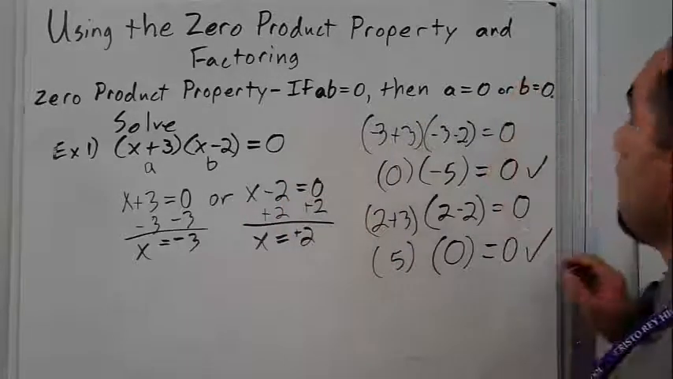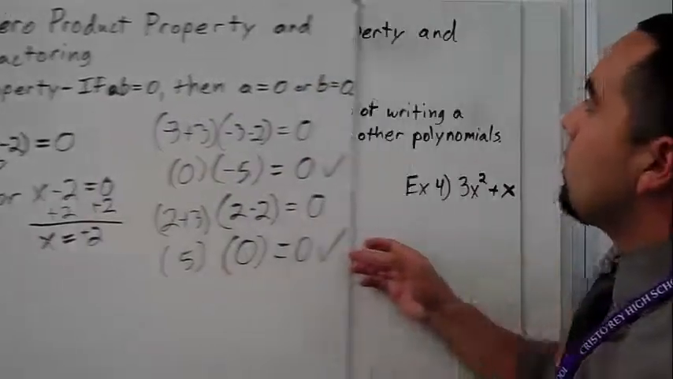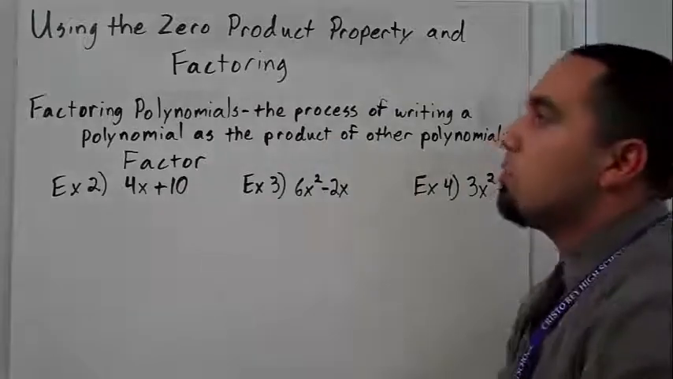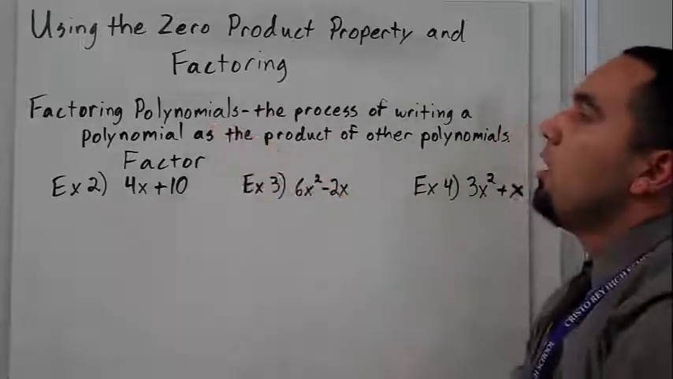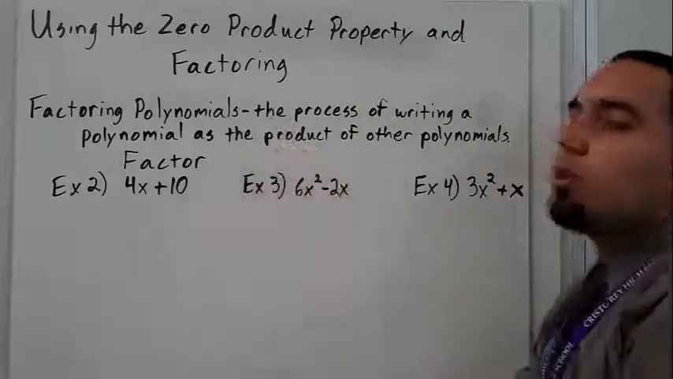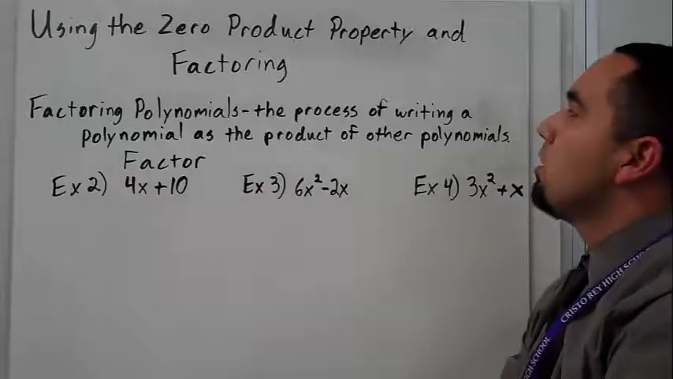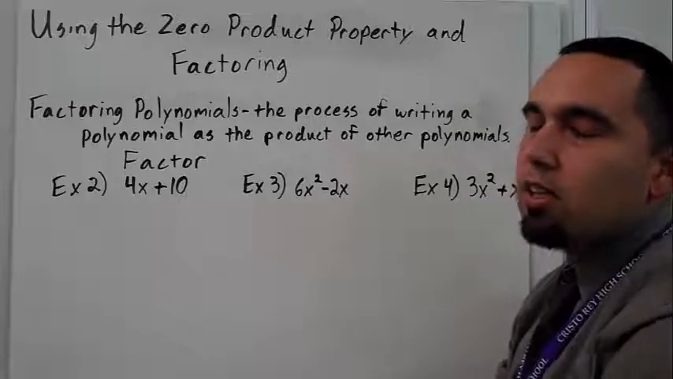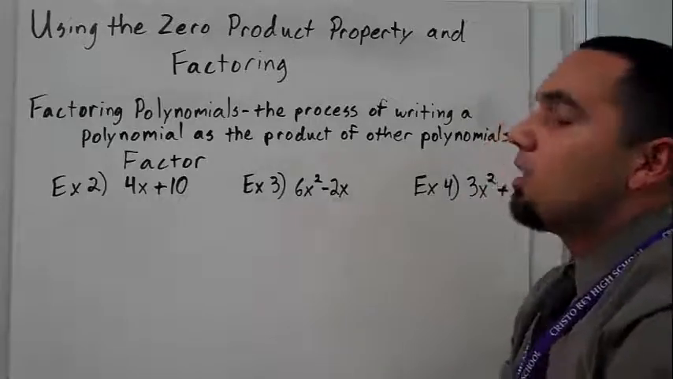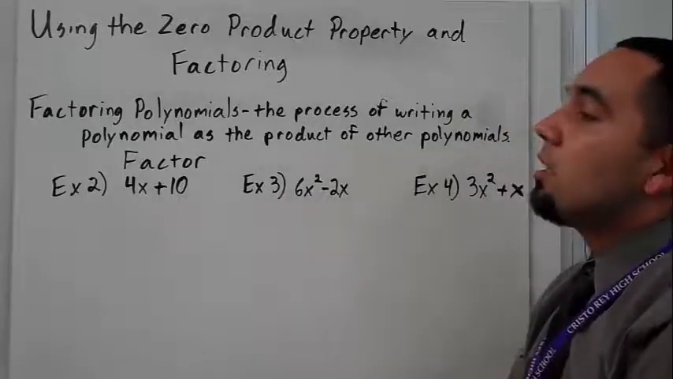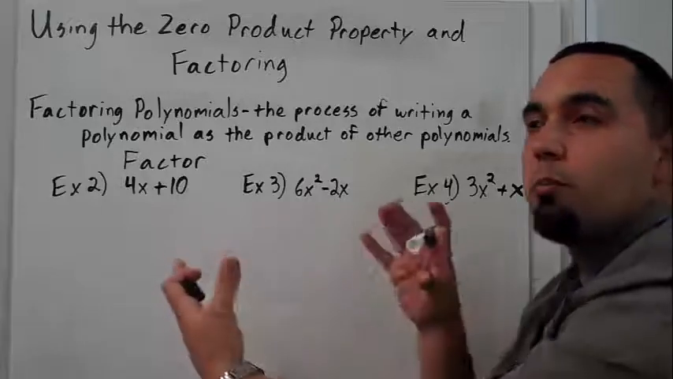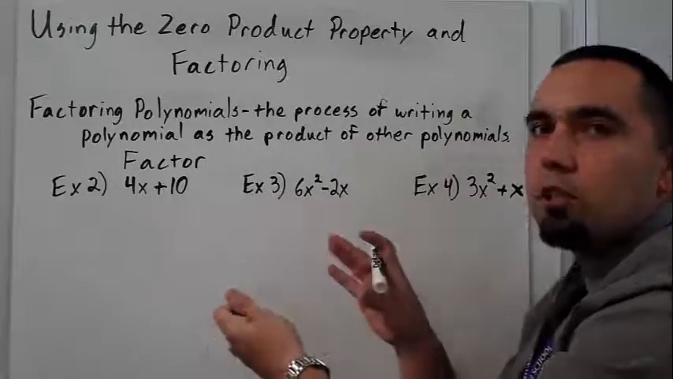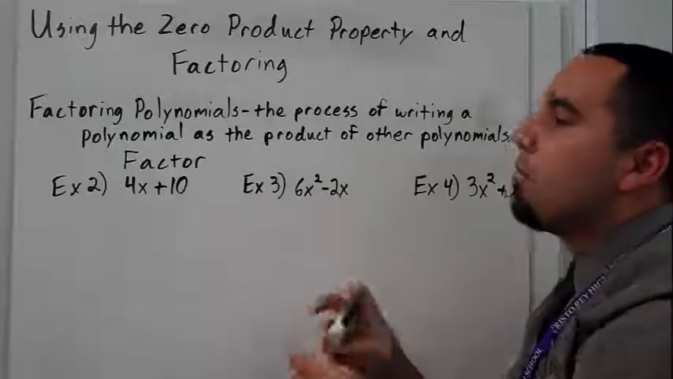Okay? Moving on to some other types of problems, we still have to go over factoring. So factoring polynomials is the process of writing a polynomial as the product of other polynomials. And I know that sounds really weird. It's not the best definition, but basically we've been dealing with binomials, which are two terms, right? One with a variable and one with just a number.